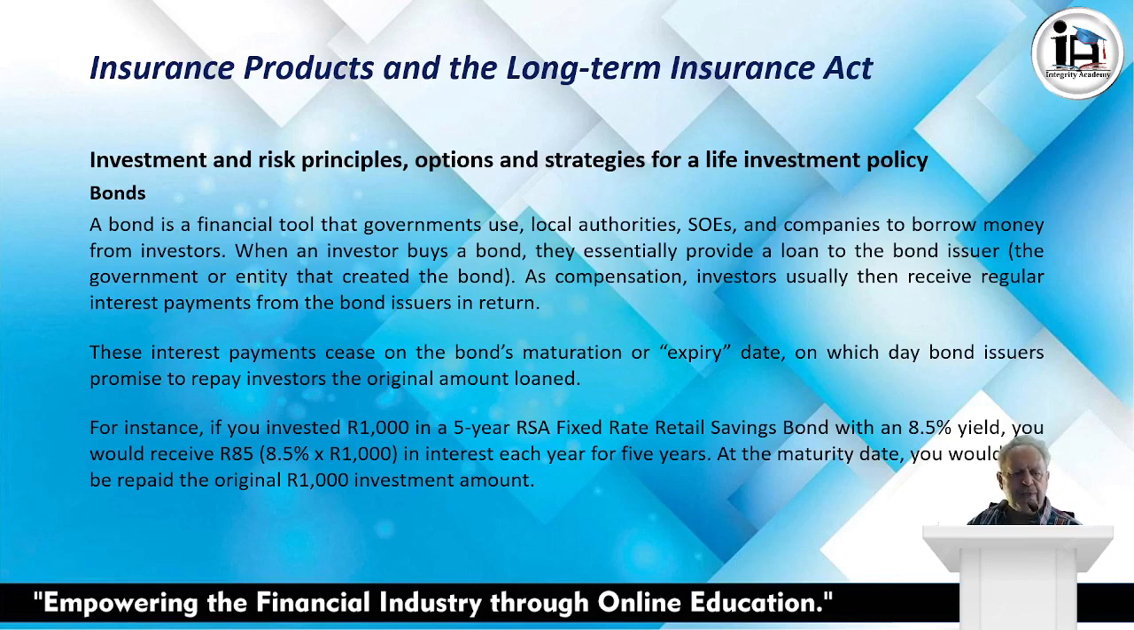These interest payments cease on the bond's maturation or expiry date, on which day bond issuers promise to repay investors the original amount loaned. For instance, if you invested 1,000 in a 5-year RSA fixed rate retail savings bond with an 8.5% yield, you will receive 85 Rand, 8.5% times 1,000, in interest each year for 5 years. At the maturity date, you would also be repaid your original 1,000 Rand amount that you invested.